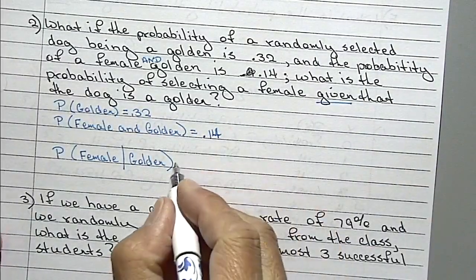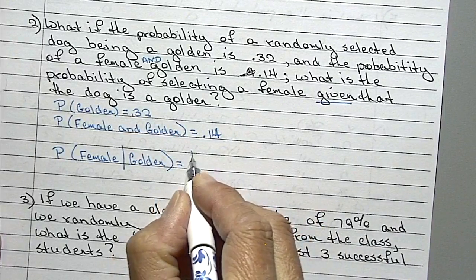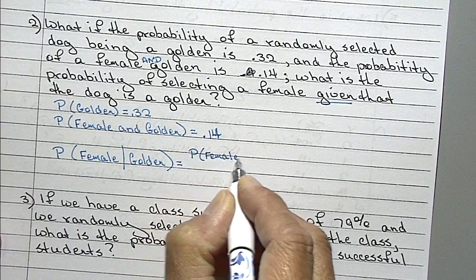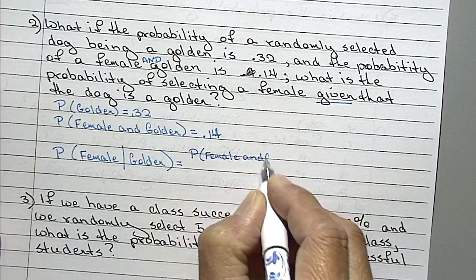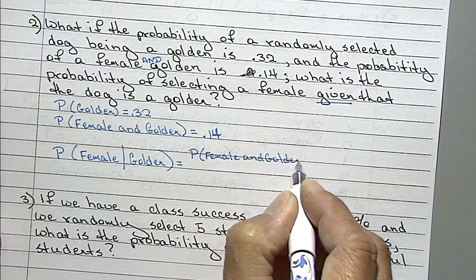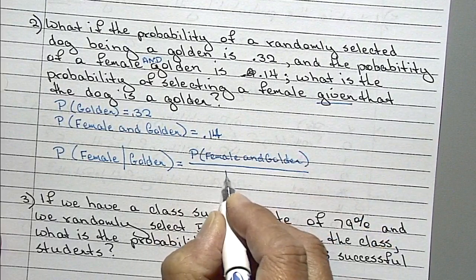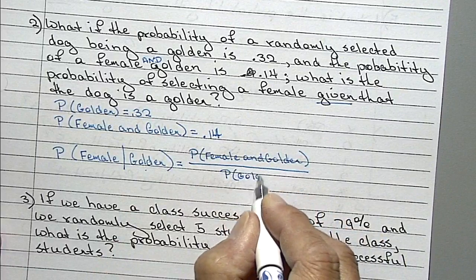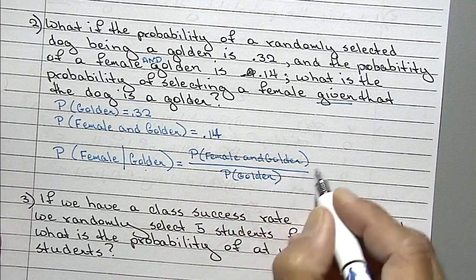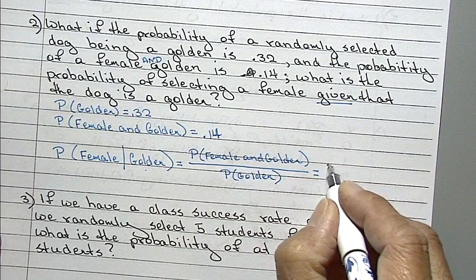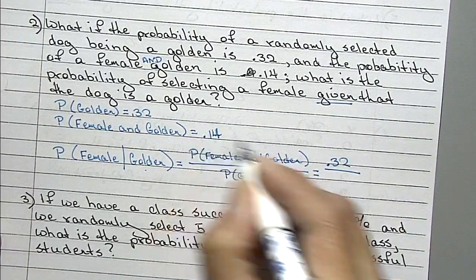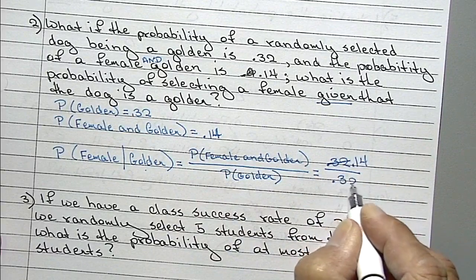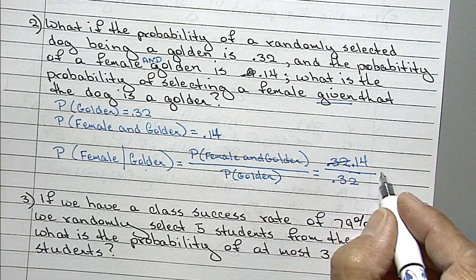So what is it? Well, it's the probability, and write it out for me. It's the probability of female and golden divided by the probability of golden, the given condition. That has to be the one that it's divided by, but that's Bayes' theorem. And you have female and golden 0.32, and you have just plain old golden, that's 0.14. So you can do this division.